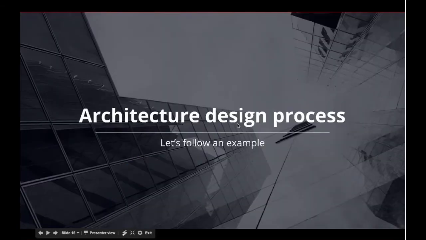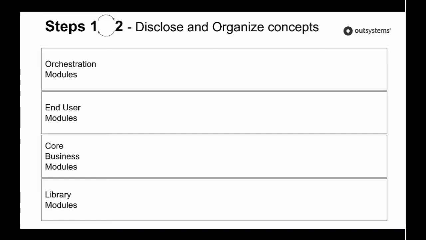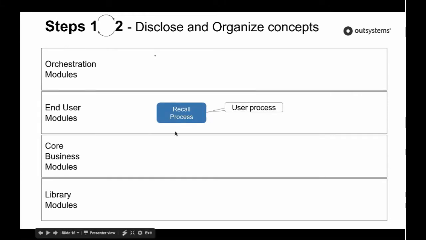Okay, so let's follow an example to illustrate what I'm talking about. So let's imagine that we are following a process of designing something new. We are still in the discover phase, and let's iterate between step 1 and 2. So we keep disclosing while we keep organizing concepts. So maybe first of all, I hear that we are going to create an application to assist on the recall process. Okay. Well, even if you don't know what's the recall process, it's not very important.